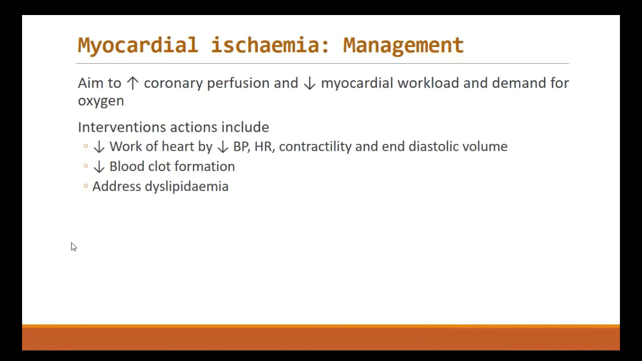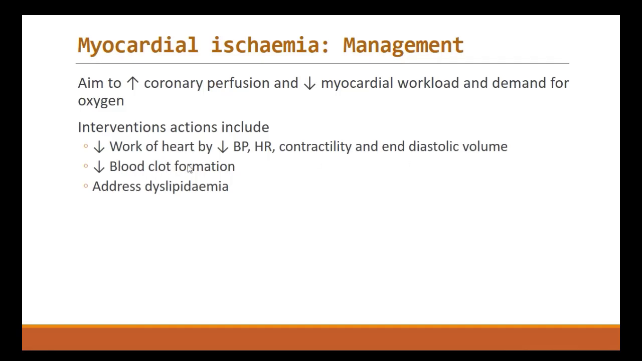How do you manage myocardial ischemia? Your main aim is to increase coronary perfusion and decrease myocardial workload. So you intervene by decreasing the work of the heart, by decreasing blood pressure, heart rate, contractility, and diastolic volume, anything that can reduce the workload on the heart.